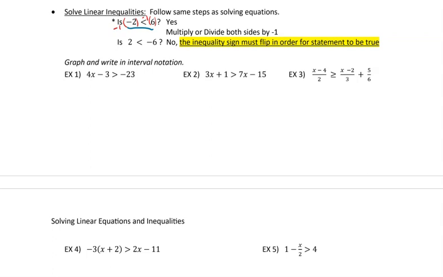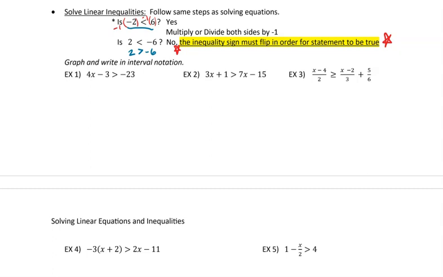Right, so this is the one thing that you need to remember, and definitely star this. Anytime you multiply or divide by a negative, the inequality has to flip in order for it to stay true. So in this case, since we multiplied by a negative, it would become 2 is greater than -6. That would still be true. So that's the one thing that we have to watch out for. Otherwise, we're just going to be solving this like it's a normal equation.